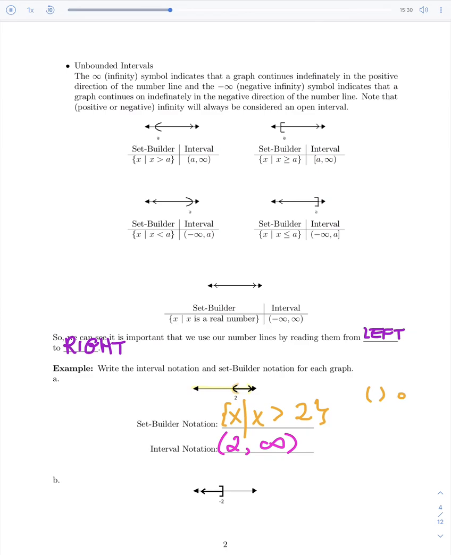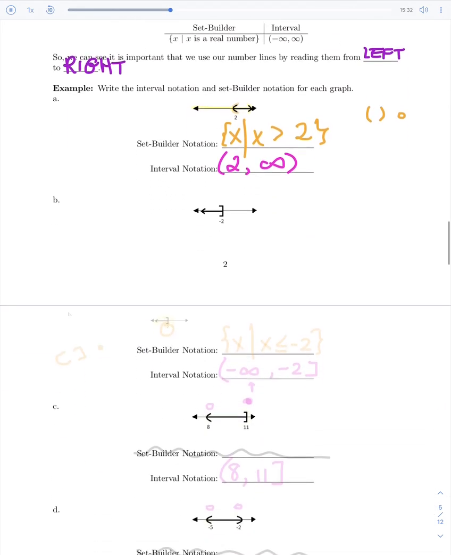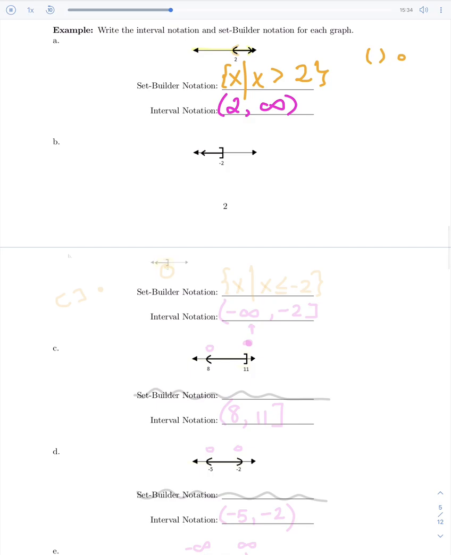And that's it. Let's take a look at B. In B, we have a graph pointing to the left, so let's start with our set builder notation. Just like before, we'll start with our set braces. We'll use the variable X just because it's easy. And we'll do our little such that line. We'll start out with another X and whatever number we've got in our picture, which here is -2.